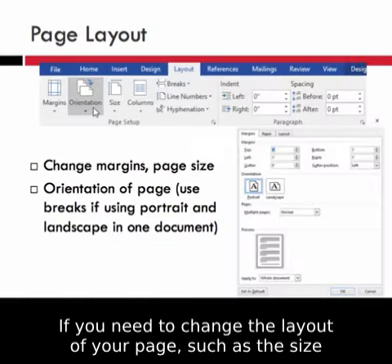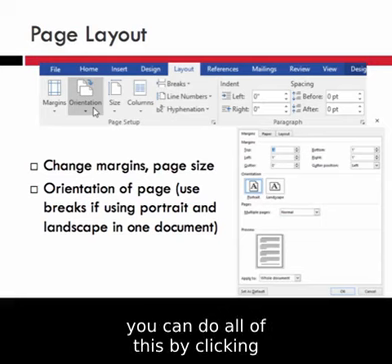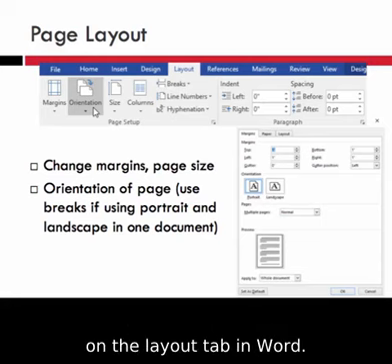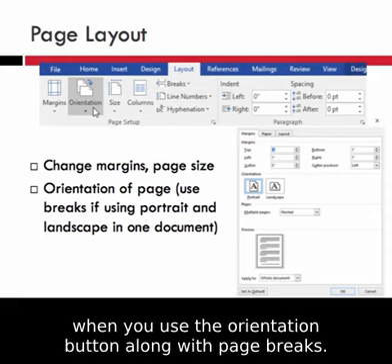If you need to change the layout of your page, such as the size of your pages or the margins or the orientation of your page, you can do all of this by clicking on the Layout tab in Word. You have the ability to change the orientation of only one page when you use the orientation button along with page breaks.